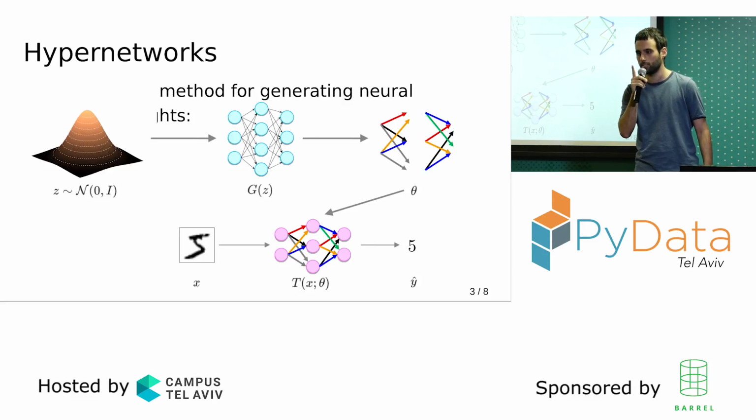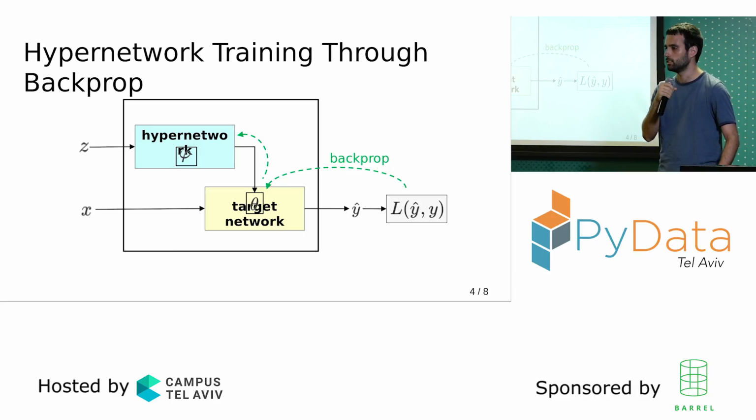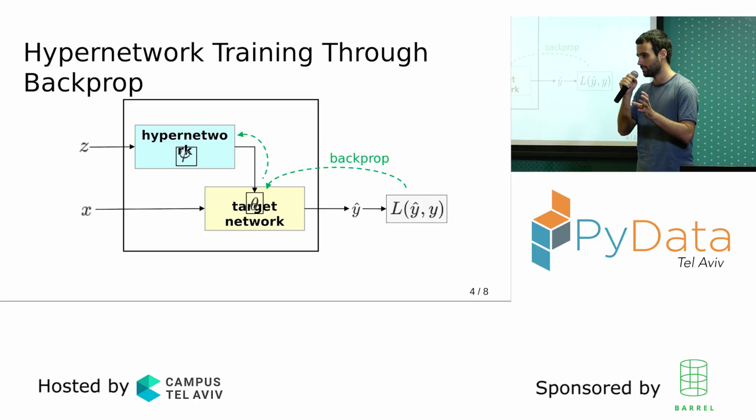You mean final weights of the network or initial weights? No, I want my generator to be able to generate final weights, so that if I use them in my target network, I don't need to train anymore. I have weights which work well.